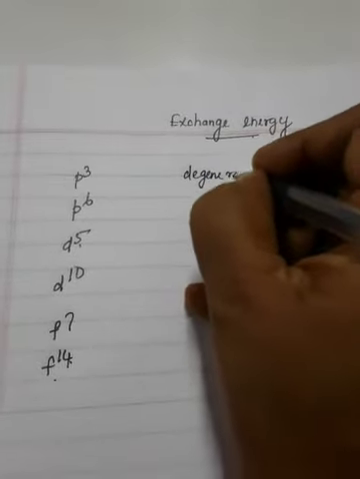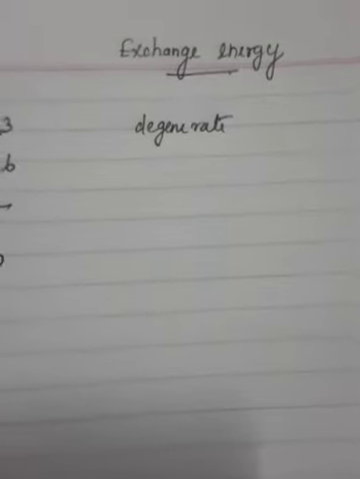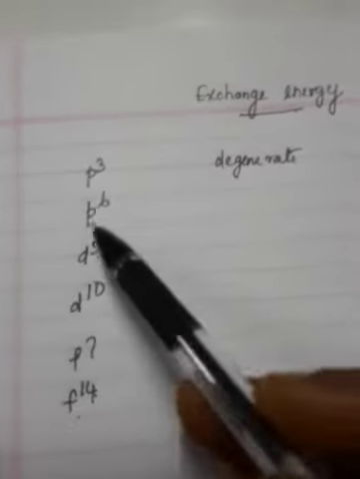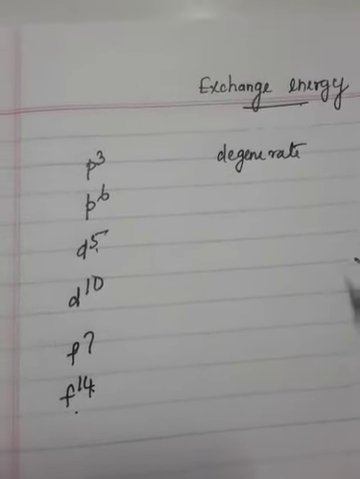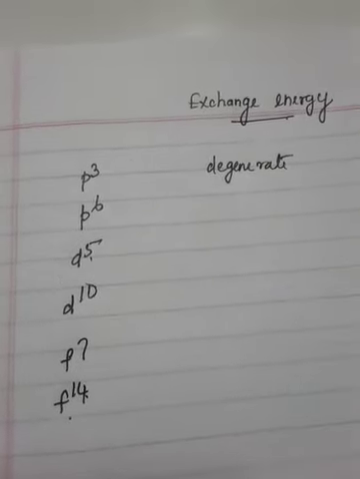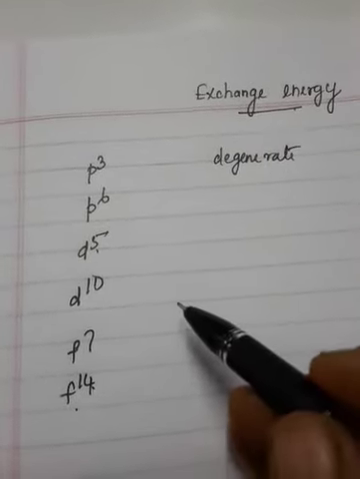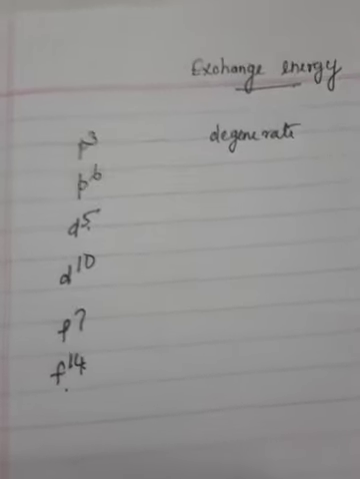Degenerate means, in the last video only I have explained what are degenerate orbitals. If you are taking p orbitals, all the three p orbitals px, py, pz have the same energy and they are called degenerate orbitals. Similarly, d orbitals, 5 orbitals dxy, dyz, dxz, dx square minus y square, dz square, all having the same energy. But in the presence of magnetic or electric field, degeneracy is lost.